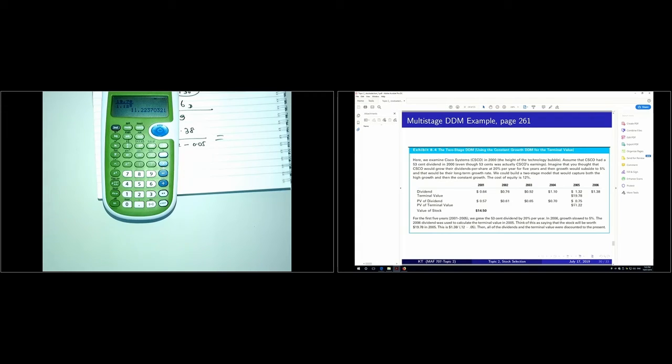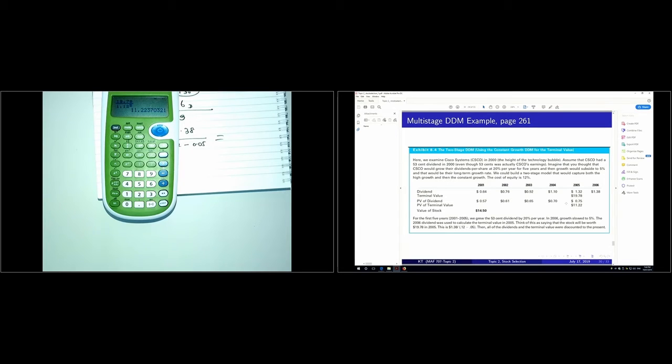So all you need to do is work out the individual dividend for each year during the supernormal growth and discount them using the cost of equity, that is 12%, 1 plus that discount rate, which gives you the present value of all these dividends up to this point. Then this is the terminal value. So that terminal value that we see at the end of 2005, which is 19.78, is only $11.22 in today's terms. In today's term, it is only worth $11.22.